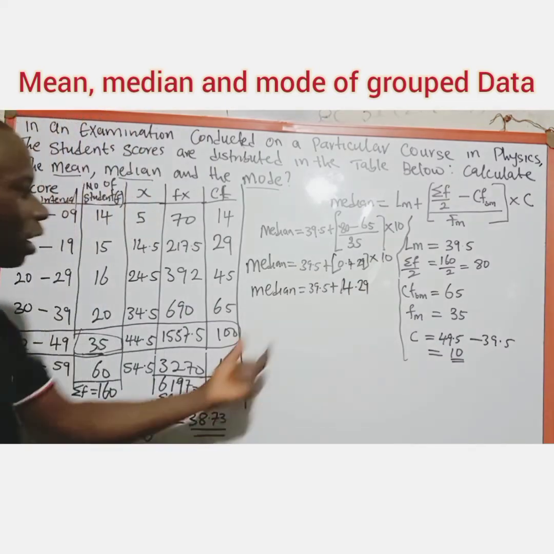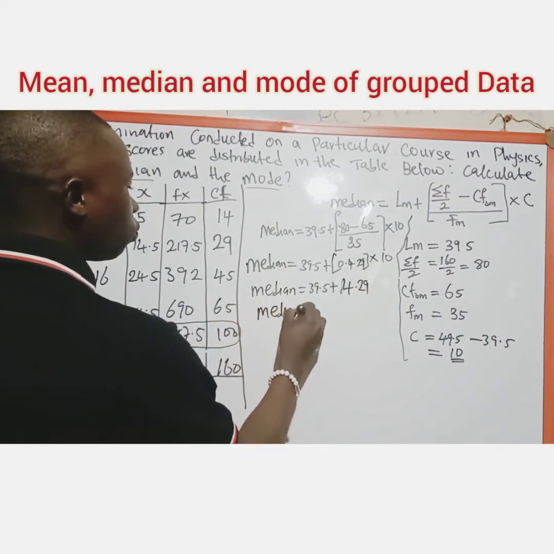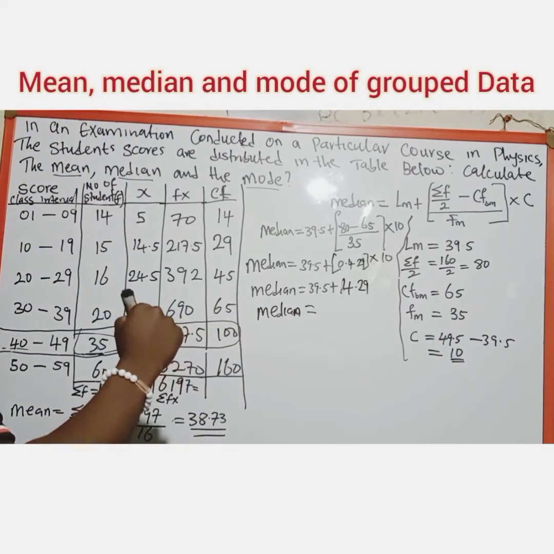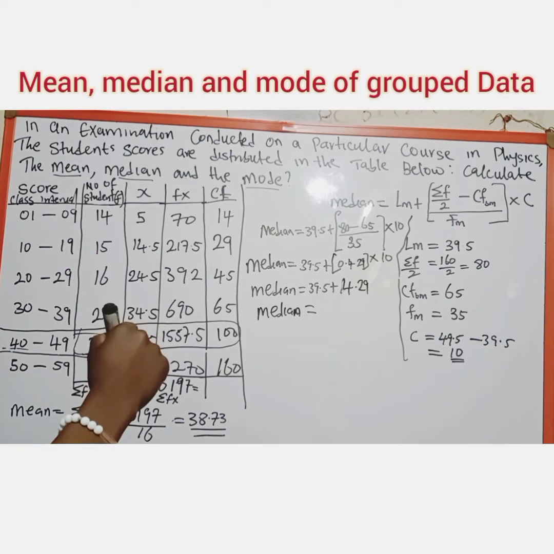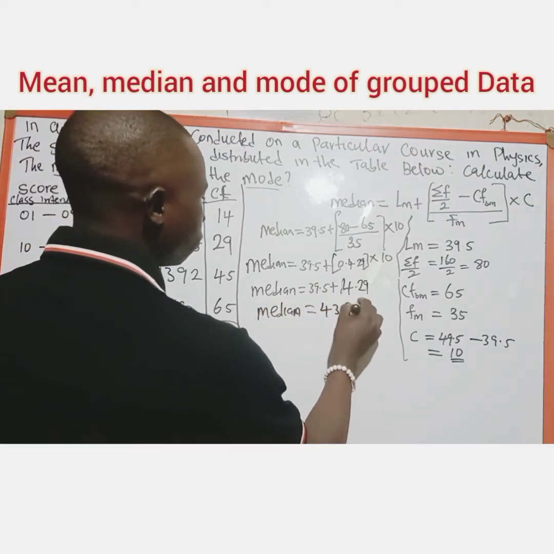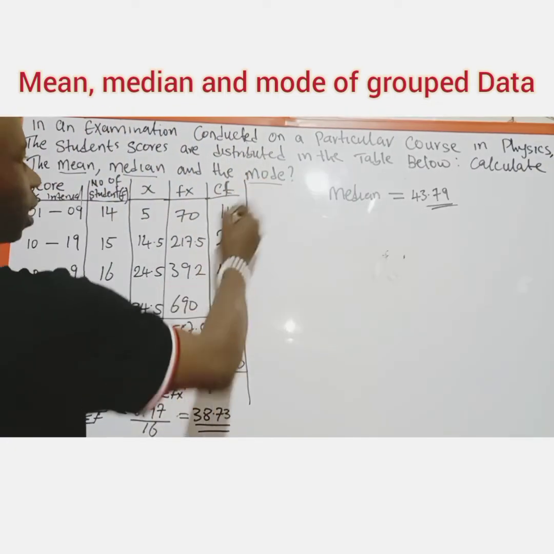It will give me 4.29. So we are going to add this together. My median will be equal to 39.5 plus 4.29, it will give me 43.79. So this is the median. And the next one is mode.